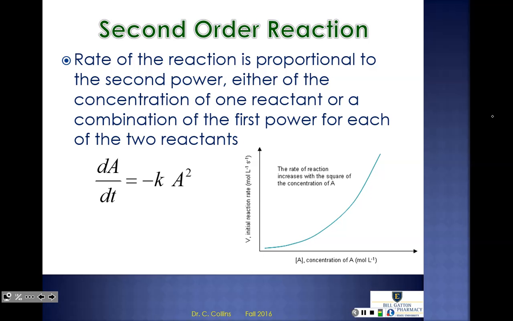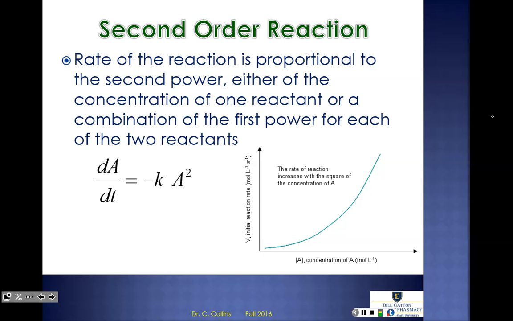Second order reaction has just the opposite. The rate of the reaction actually increases with the square of the concentration. So dA/dt is equal to minus k, the second order rate constant, times A squared. That means there are two things that have to interact together. And as they go down in concentration, it's less likely for them to find each other to interact.